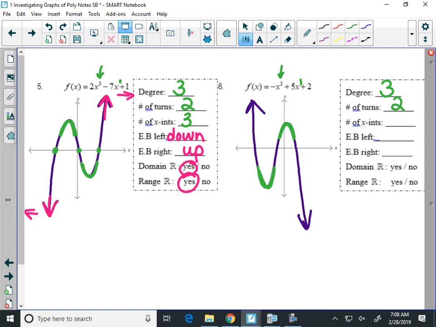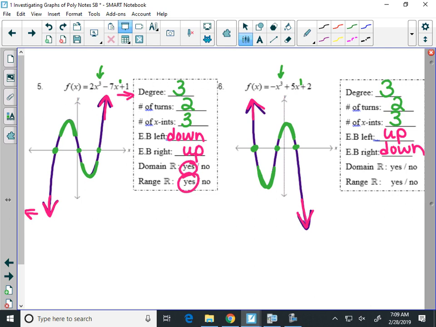Number of x-intercepts. Again, I cross 1, 2, 3 times. There are 3 x-intercepts. All right, let's talk about the end behavior. On the left, the arrow here is pointing up. So that's the end behavior on the left. The end behavior on the right, this arrow is pointing down.